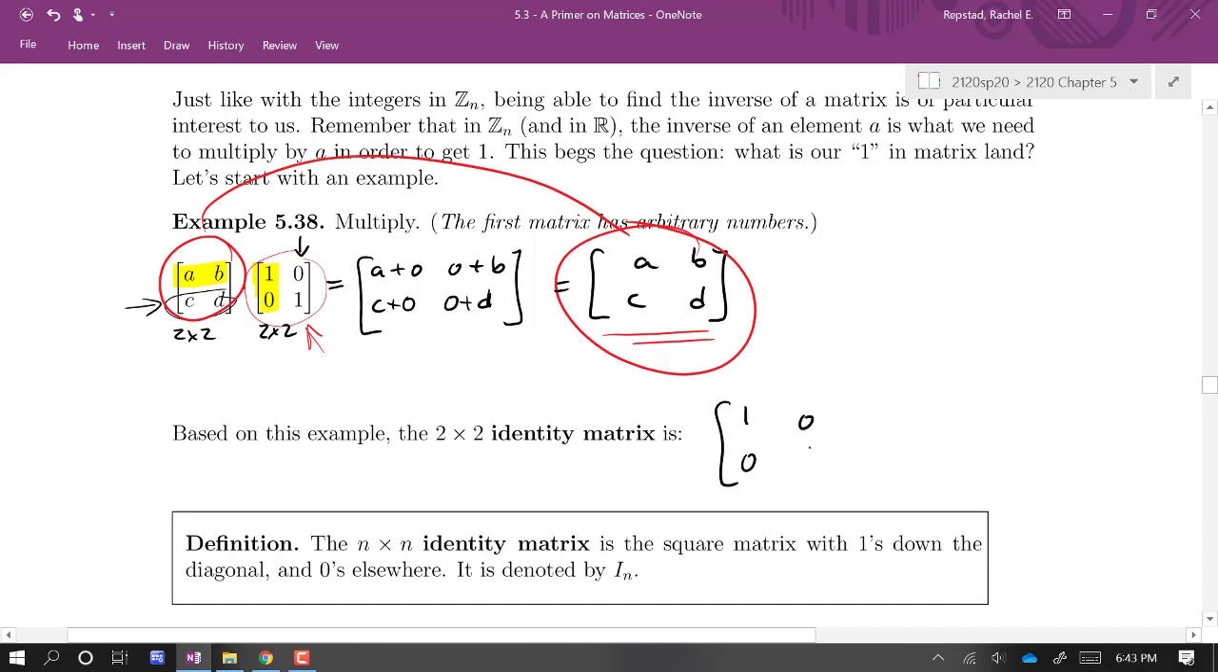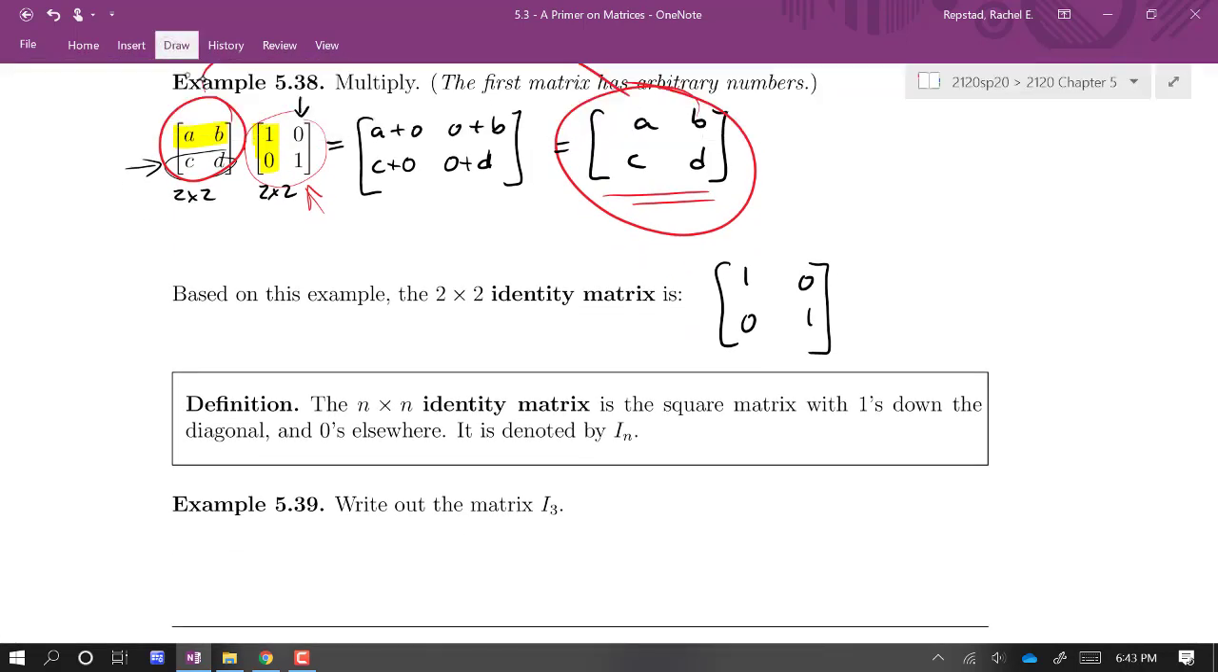1, 0, 0, 1. Because we have to have different sizes of matrices to be able to multiply them together, the matrices have to be of compatible sizes. We have an identity matrix of each size. So this was the 2 by 2 identity matrix. The identity matrix is always square, the same number of rows as columns. And the n by n identity matrix is just the square matrix that has ones down the principal diagonal, that is the top left to bottom right, and then zeros everywhere else.